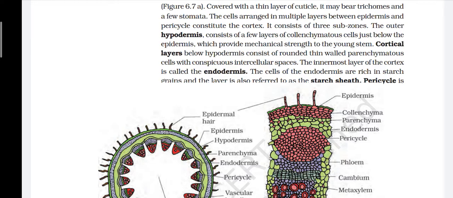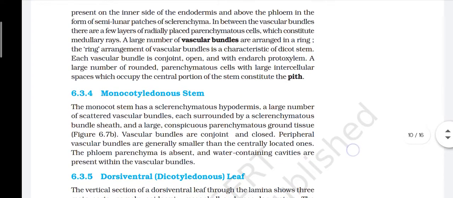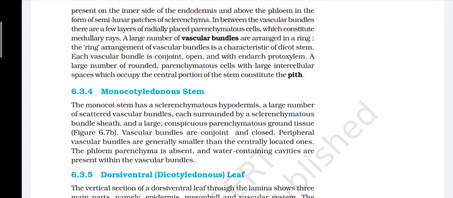Cortical layers below the hypodermis consist of rounded, thin-walled parenchymatous cells with conspicuous intercellular spaces. The innermost layer of the cortex is called the endodermis. The cells of the endodermis are rich in starch grains and the layer is also referred to as the starch sheath. Pericycle is present on the inner side of the endodermis and above the phloem in the form of semilunar patches of sclerenchyma.